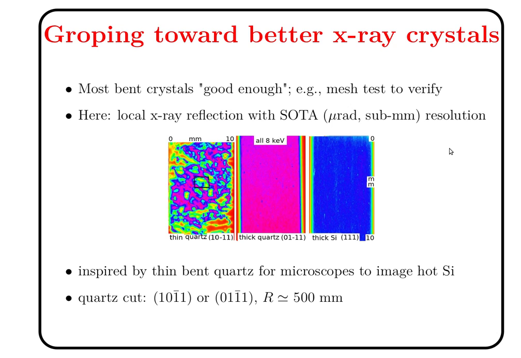We want to use quartz as our example, in particular the 1 0 minus 1 1 reflection, or its sister, namely 0 1 minus 1 1. And it's important to keep the order of the Bravais Miller indices in mind. They are different. They reflect differently.